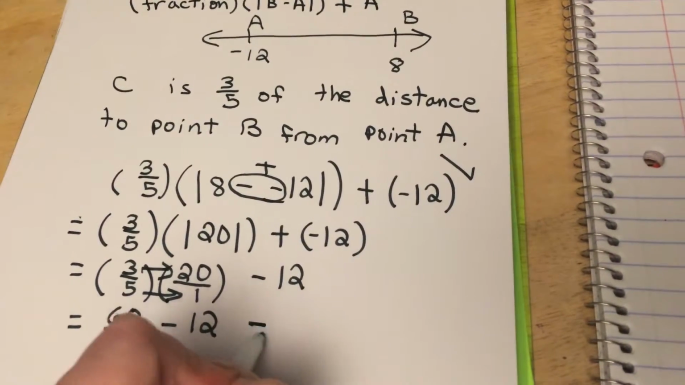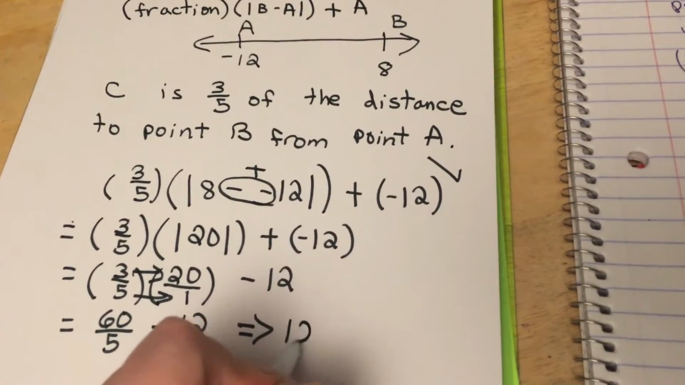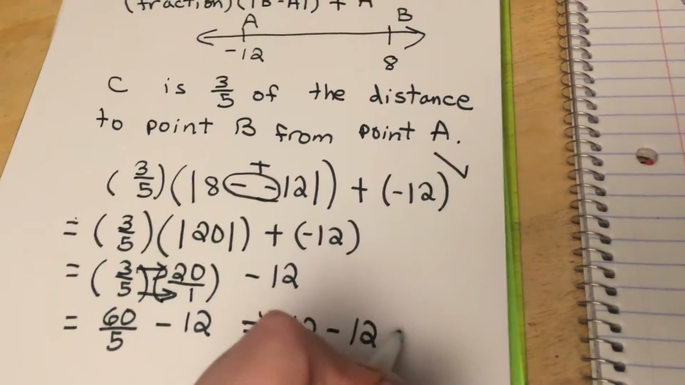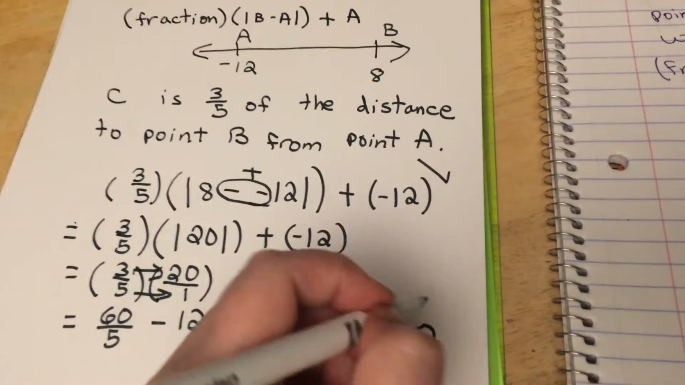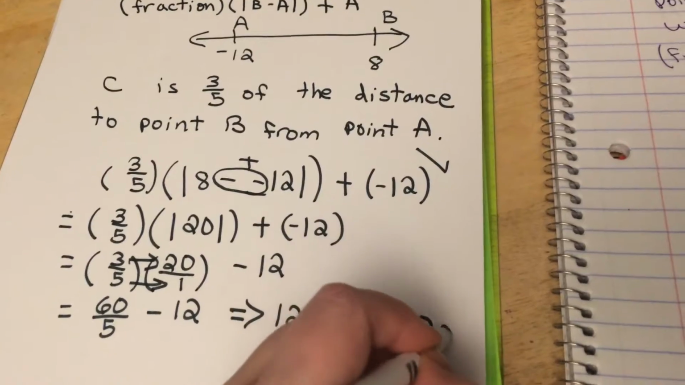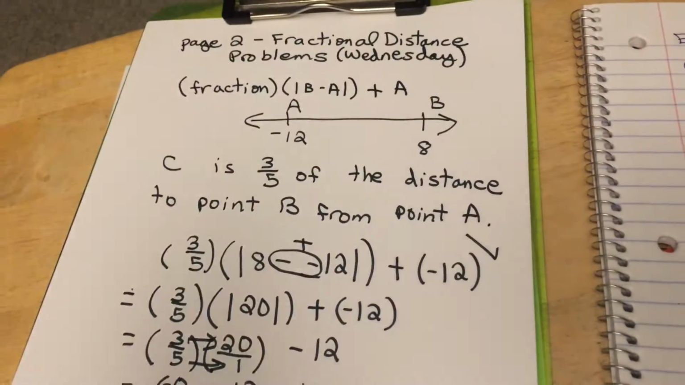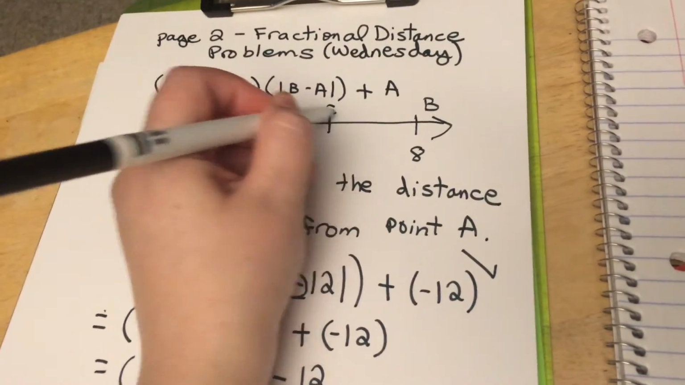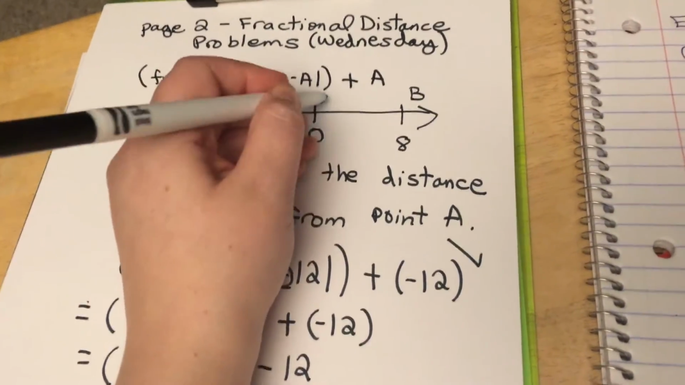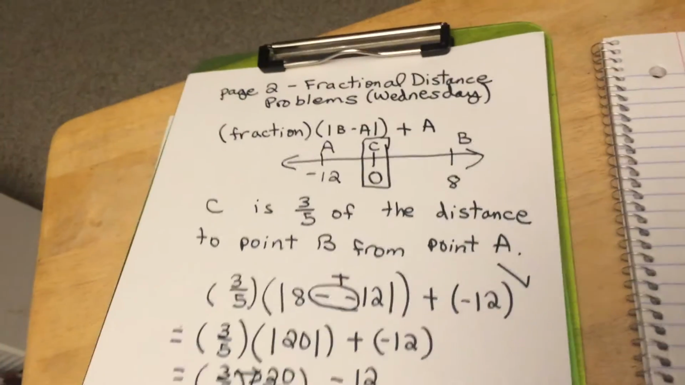And then we can do our next step. 60 divided by 5 is 12, so we have 12 minus 12, so that gives us 0. So 0 is the value of our C. So 3/5 of the distance from A is C. So this value is 0. And that's how we do the fractional distance formula from point A.